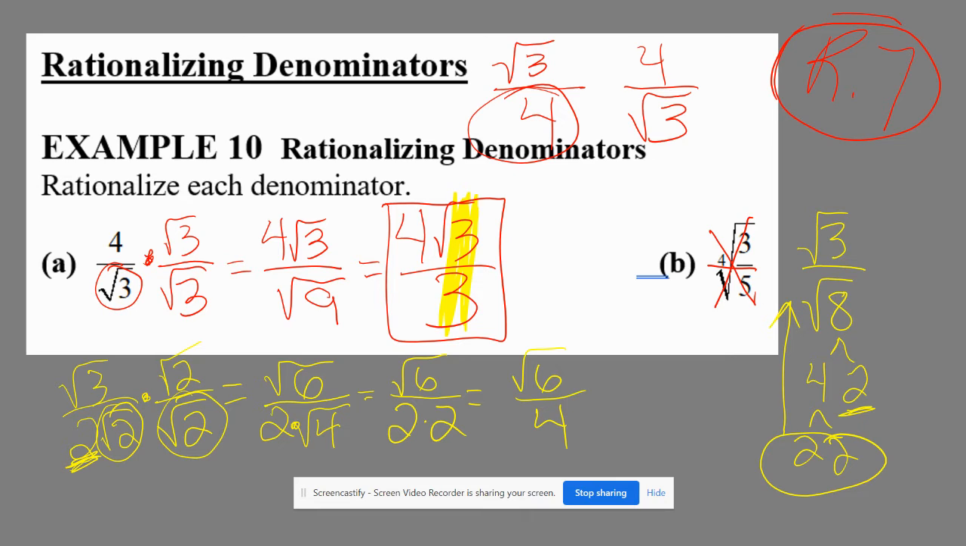We would check to see if we can reduce anything at this point. Remember, the 6 and 4, even though they have a common factor of 2, the 6 is underneath the square root. So it is not like terms with the 4 that's on the bottom, and so that is simplest form.